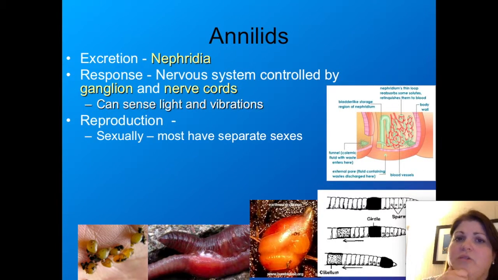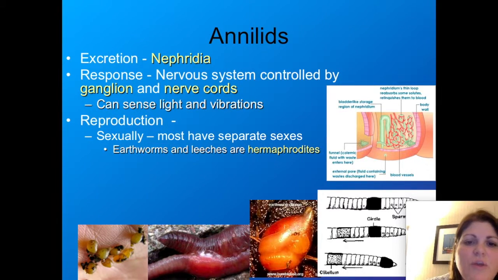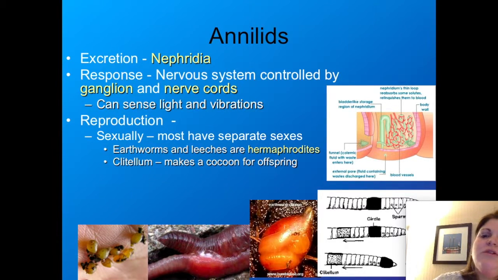As far as reproduction goes, annelids reproduce sexually, and most of them have separate sexes. Earthworms and leeches, however, are hermaphrodites, so any two earthworms that find each other are good to go. One very noticeable structure on an earthworm is called the clitellum. The clitellum is this structure here. It looks like a thicker band and is often a different color.